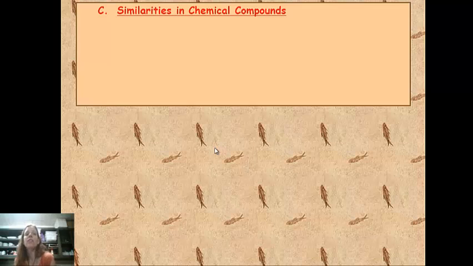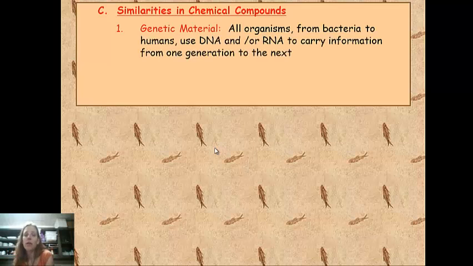More evidence are similarities in chemical compounds. What does that mean? Well, we all have genetic information. Everything alive has to have genetic information. If you recall, that's one of the characteristics of life. So all organisms, from bacteria to humans, use DNA and/or RNA to carry information from one generation to the next. So most organisms have both DNA and RNA.